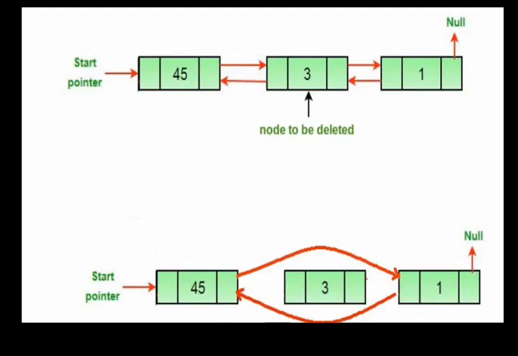That is, in the next part of the code, you have to check if del's previous is not equal to NULL. Then del->prev->next is equal to del->next. That is, 3's previous is 45 and 3's next is 1. You have to make 45's next point to 1. That is, 45's next should point to what 3's next is pointing to, that is node 1. So you have created a link between 45 and 1. Then free the node 3 from the memory using the free function. So that's it. You have successfully deleted node 3 from the doubly linked list.